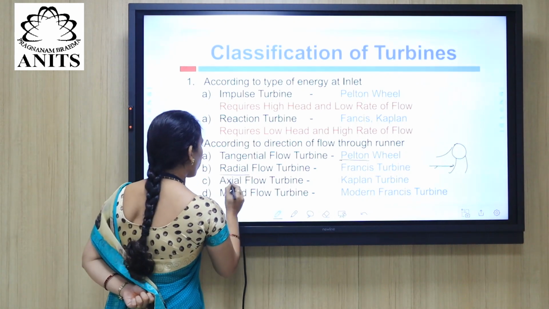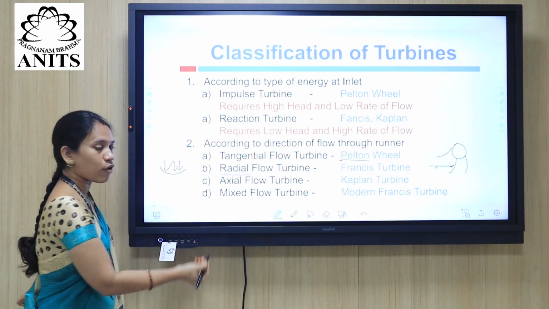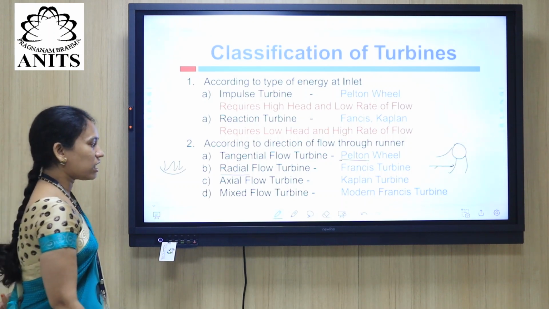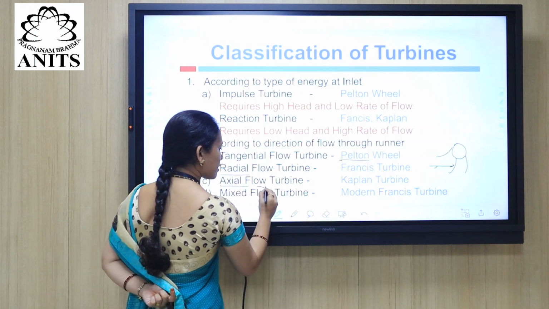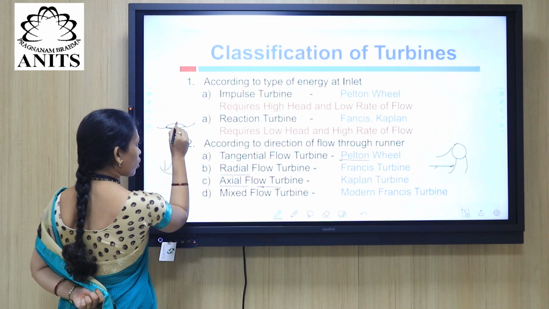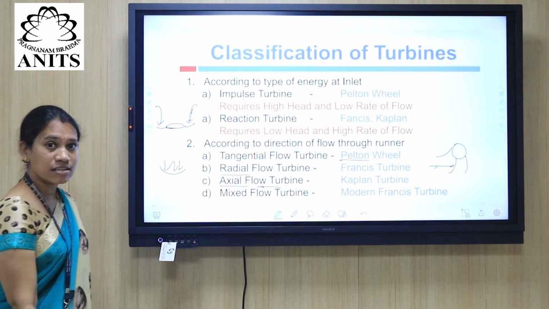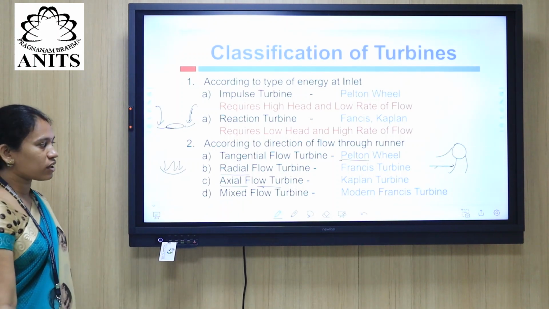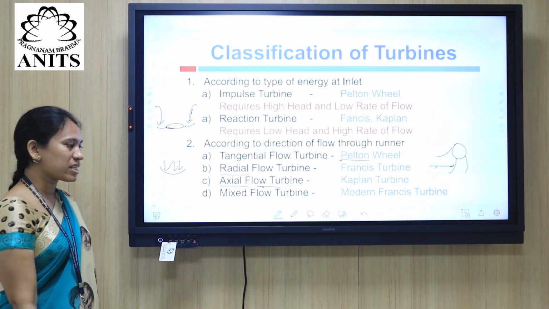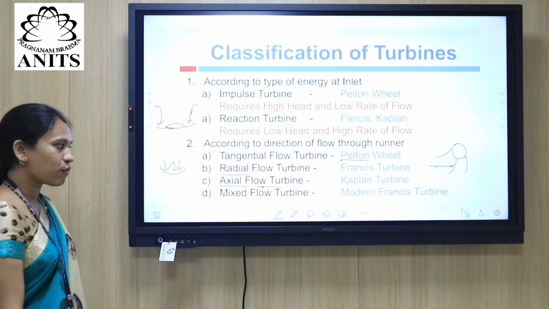The second one is the radial flow turbine. In a radial flow turbine, the flow occupies the complete radius of the vane. The Francis turbine is an example of a radial flow turbine. The third one is the axial flow turbine, where the flow acts on the vanes along the axis of the turbine. That is why the Kaplan turbine is an axial flow turbine. The last one is the mixed flow turbine, which is a combination of any two types of flow.